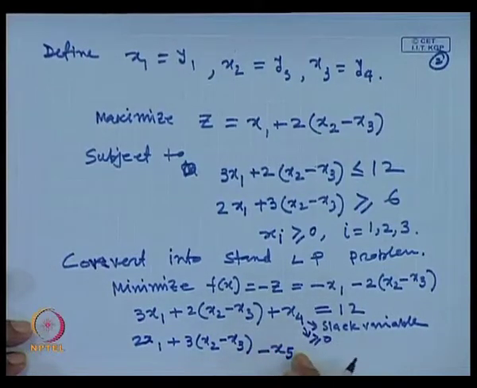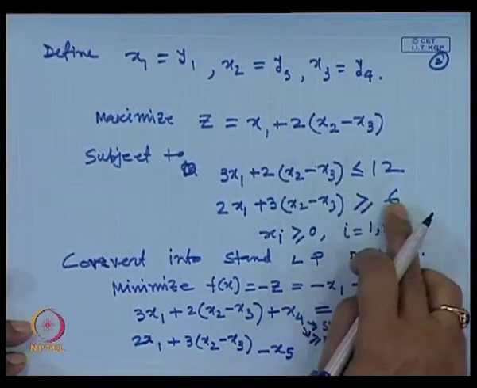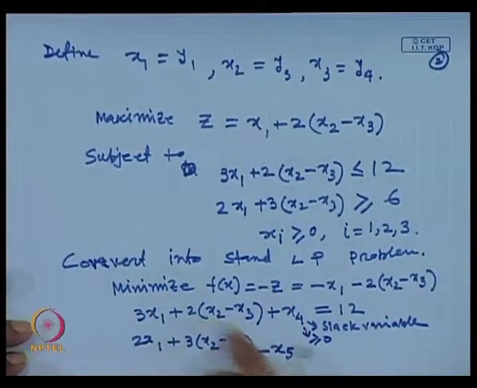Suppose you make x 5 equal to 6, then you will see when you solve this equation, when x 1 and x 2 are 0, those values come out negative. So, that creates a problem while you are solving the LP problem.